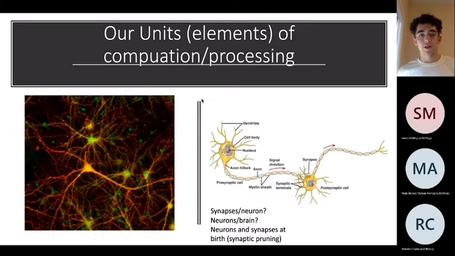So our units of computation, thought to be the neuron, that's the primary unit. As I said, the number of synapses per neuron is often 10,000. Neurons per the brain is estimated to be about 1 billion in a human. Neurons and synapses at birth are interestingly all there. At least most of your neurons are there. The far, far majority of your neurons are all there.